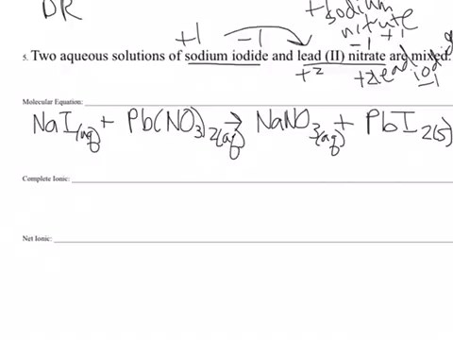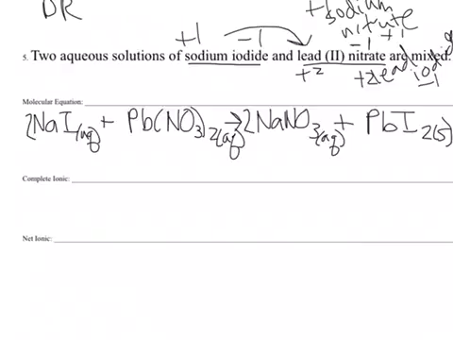Last, we have to balance. We have 2 here for iodide. We have 2 here for nitrate. So we put a 2 in front of here to fix the nitrate and a 2 in front of here to fix the iodide. We also bring along the sodiums. Everything is balanced now. So this is a molecular equation. I have the phases, it's balanced, the formulas are written correctly.